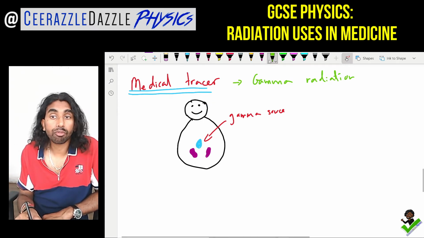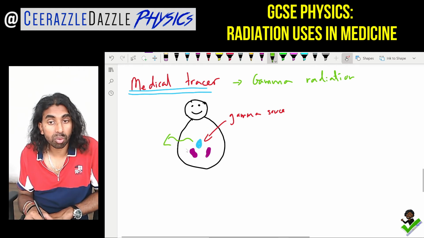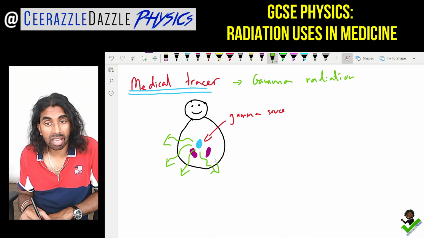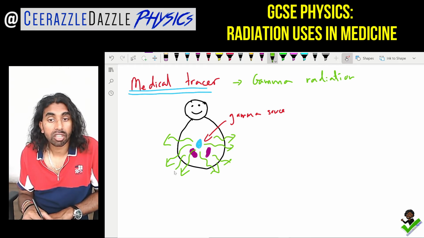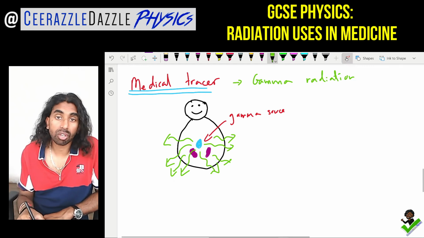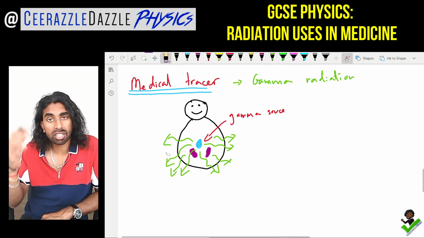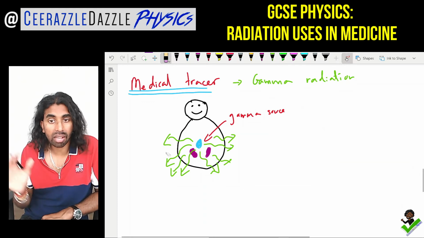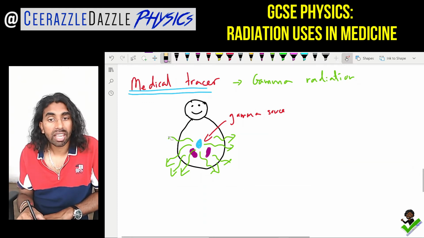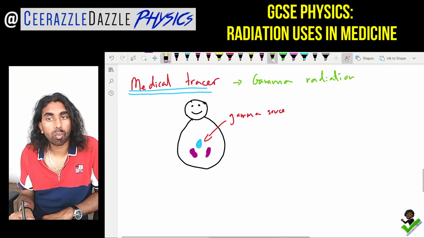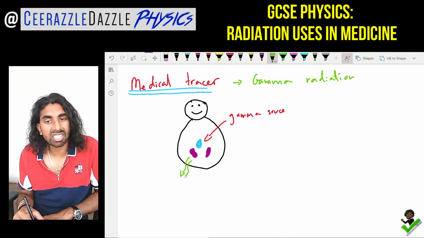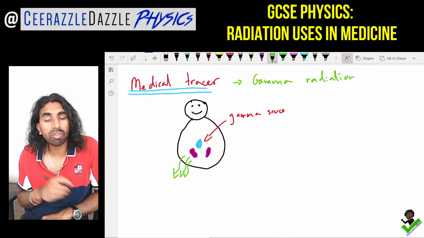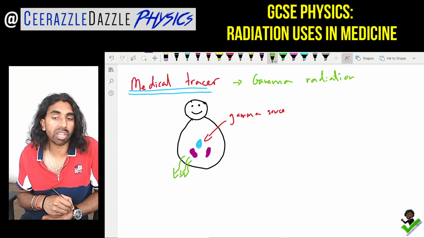If we were to leave it for a while, obviously the gamma radiation will be emitted from the source. Gamma is being emitted from it. At the start, there's loads of gamma radiation being detected all the way outside of it. But after a while, if we come back and we notice that one of your kidneys is still giving off gamma radiation.